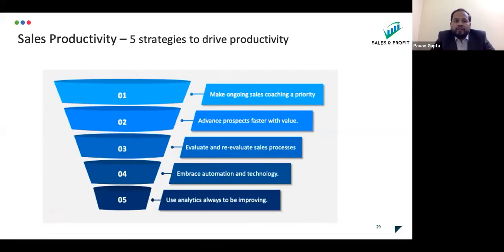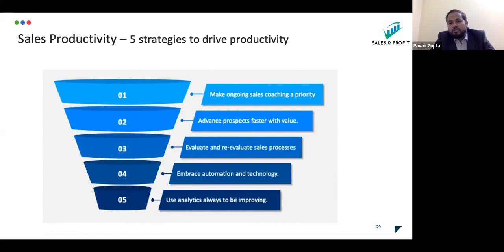So as a leader, if I have to tell you what the 5 things are that you should be focusing on towards improving team productivity, we'll start with sales coaching. You cannot undermine the importance of effectiveness in a coaching scenario, because this is one focused conversation which is going to tell you what you need to do as an individual to grow up to quadrant 4, which is being a top performer. Second one is advancing prospects faster with value. This goes back to what we said. Do your reps know what to do next?